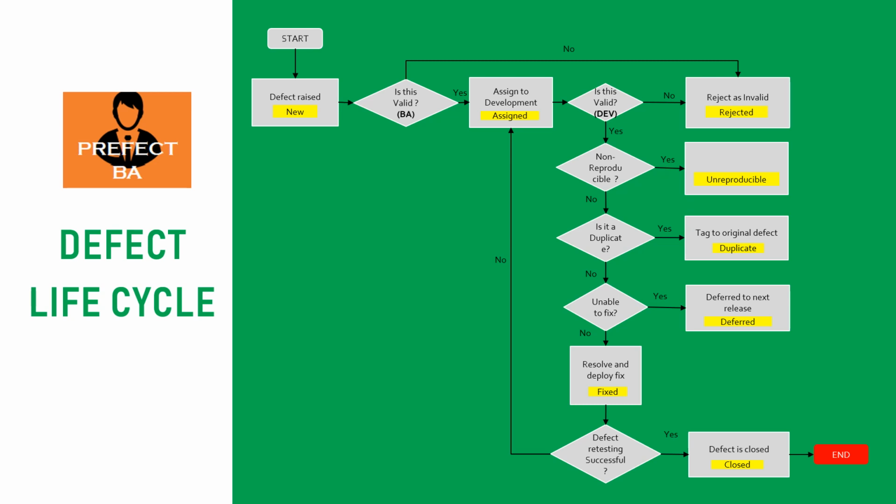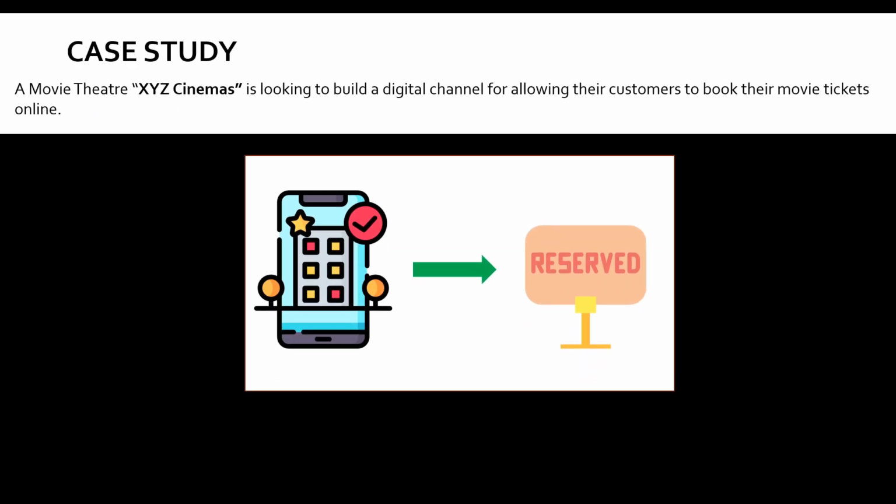Okay, let's get started on to defect lifecycle now. Before we go and look into the defect lifecycle, again, we're going to use a case study which we have used in the past. There's a movie theater chain called XYZ Cinemas. They're looking to build a digital channel for allowing their customers to book their movie tickets online. So it's a very simple case study which everyone can relate, and we're going to use that to cover the defect lifecycle.